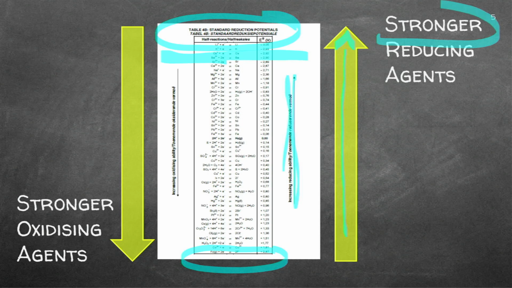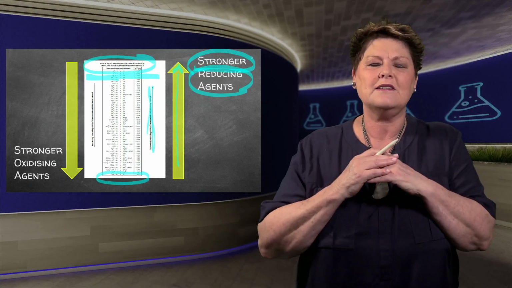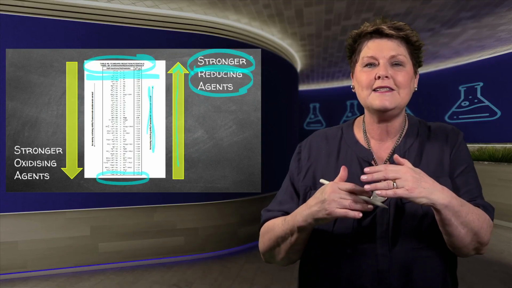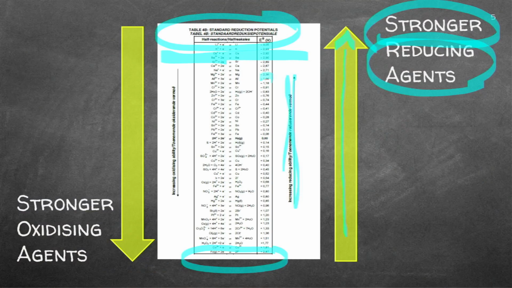Now, on this arrow here, you'll specifically see that it's an increasing arrow to the top. It's the stronger reducing agents. They actually tested every substance. It's metals, it's non-metals, it's gases. And they tested them and they got, can you see here, volts? And we're going to work with that in this grade. You haven't done that in grade 11.